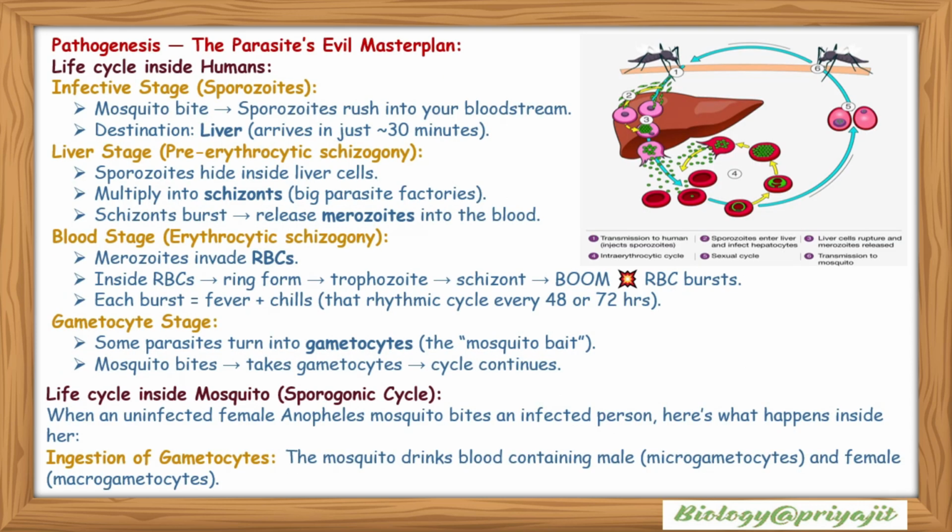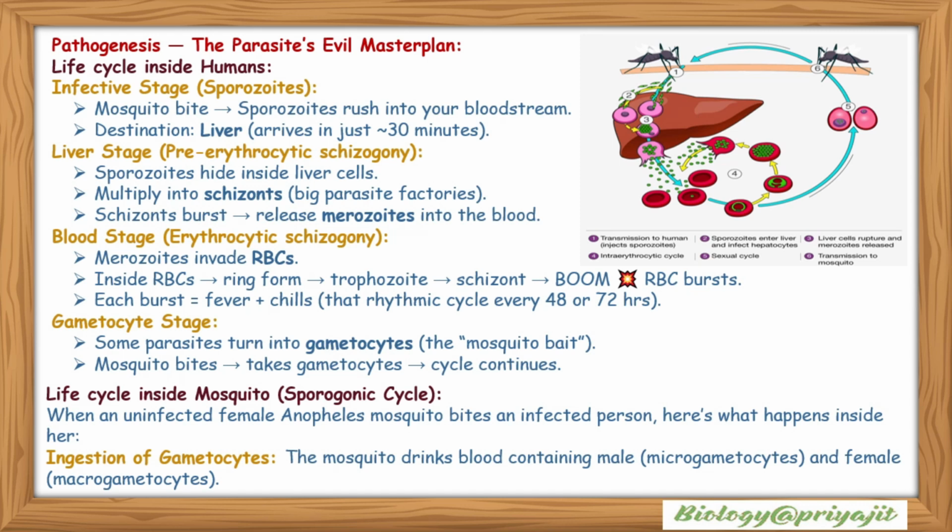So what's the pathogenesis? The parasite's evil master plan, the life cycle inside the human. The infective stage, sporozoites: when the mosquito bites, sporozoites rush into the bloodstream. Destination liver, which they reach in just 30 minutes. Liver stage, this is pre-erythrocytic schizogony. Sporozoites hide inside liver cells and multiply into schizonts, big parasite factories. Then schizonts burst, releasing merozoites into the blood.